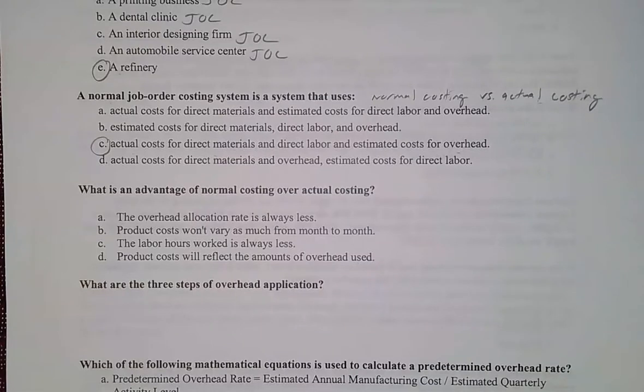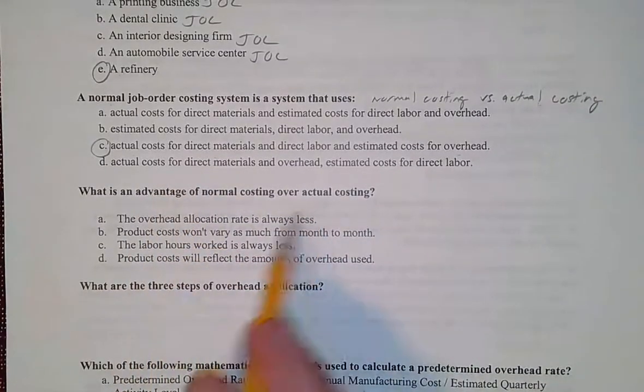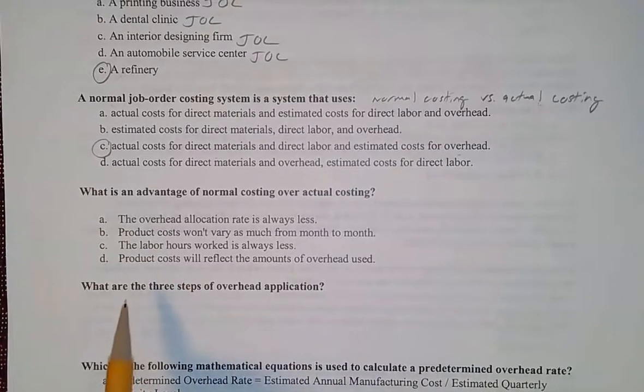B, product costs won't vary as much from month to month. That sounds pretty good. Let's see what else they have. The labor hours worked is always less. Well, there's no way that a costing technique can dictate how many labor hours we're going to have. And product costs will reflect the amounts of overhead used. Well, no, product costs in actual costing we would do this, but that's a problem due to the cyclical and seasonal nature of a lot of businesses.